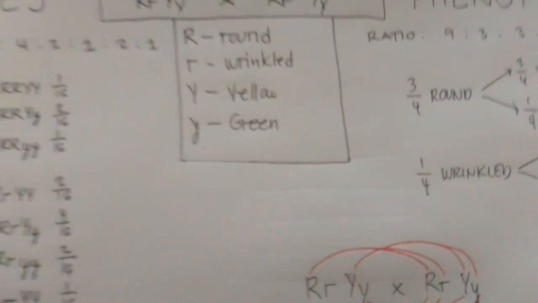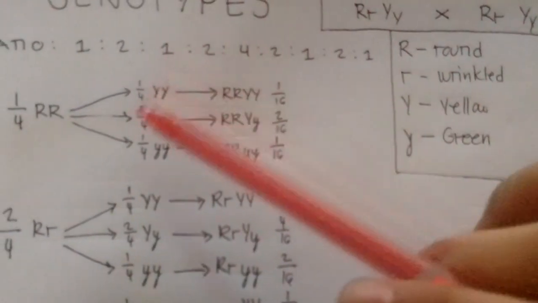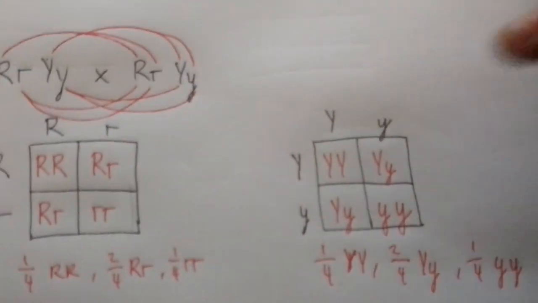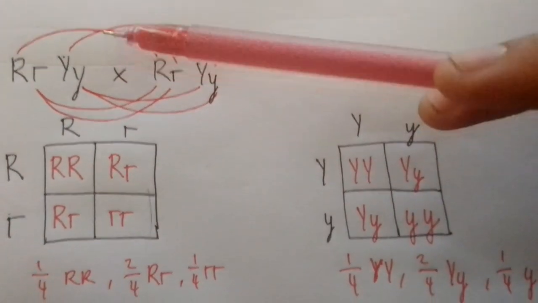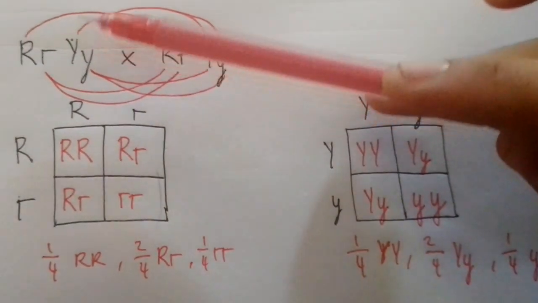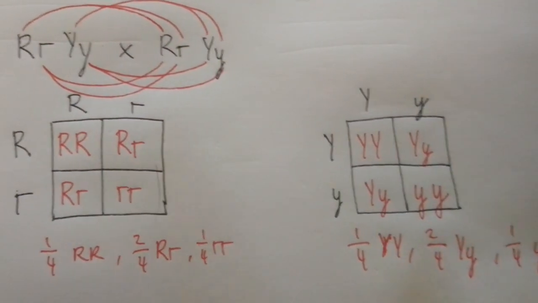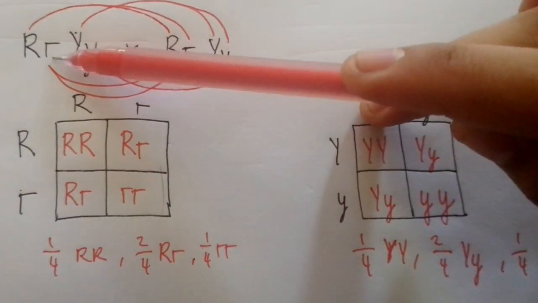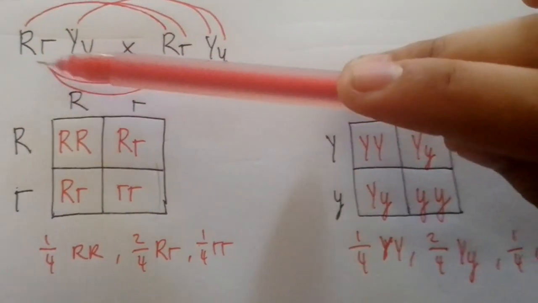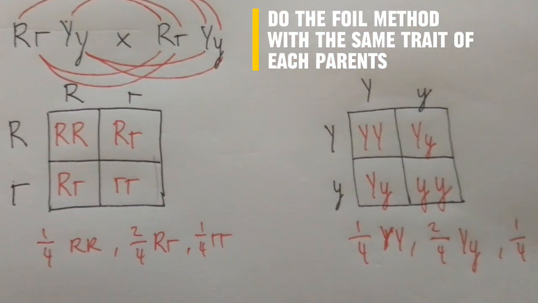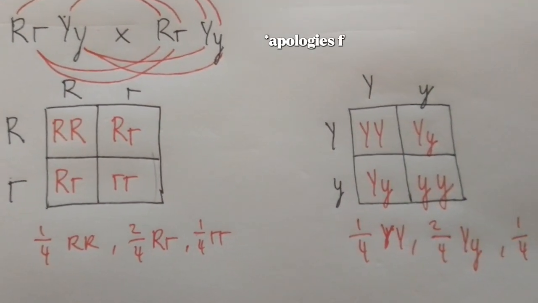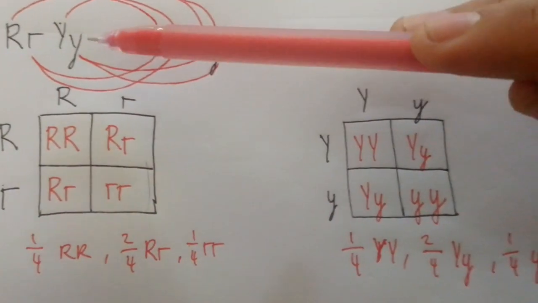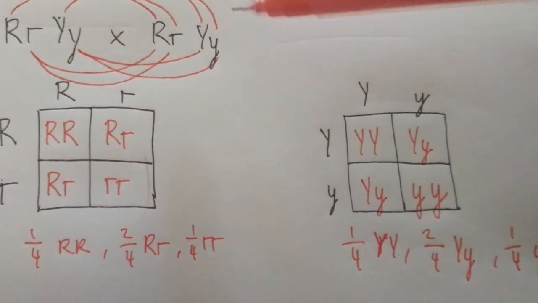So we're gonna look for the genotypes. However, in order for you to understand, we need to break it down like this. We're going to do the hybrid, so we'll use the foil method. However, we're not gonna do the foil method inside, on the same trait. Usually you do the foil method inside, but here we're gonna do the foil method outside, across the other parent, that they have the same trait, which is R for round, and Y for color, and Y for color.